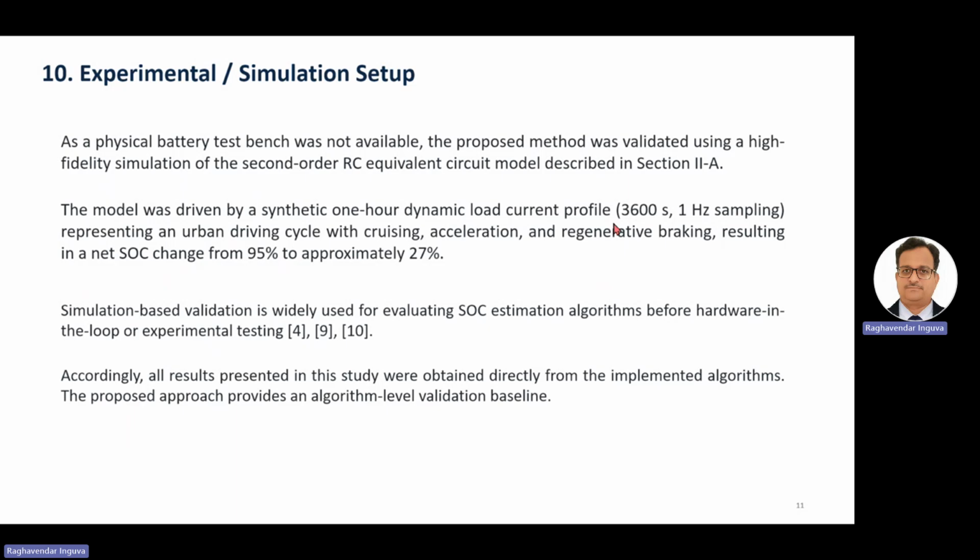To represent the urban driving cycle of an electric vehicle, we have to simulate cruising, acceleration, and regenerative braking. The selected cycle has been tuned in such a way that it simulates all these conditions, and the initial state of charge is considered to be 95%, and the end state of charge is considered to be 27%. Over the range of 95 to 27, we have estimated over 1 hour; we have done the experiment in simulation.